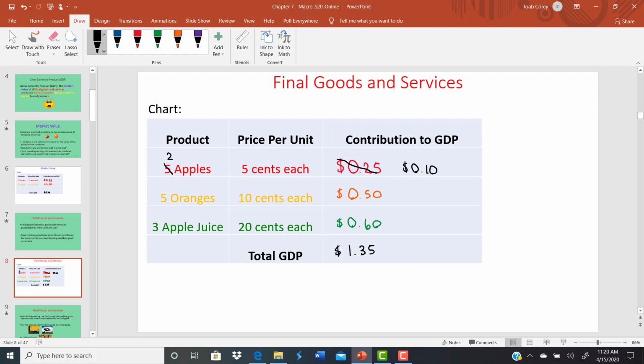Right? The 5 oranges are still being consumed and eaten by their ultimate users, so that's still 50 cents. And then those 3 apples that were not consumed or eaten but converted to apple juice are still added in there at 20 cents each, or a total of 60 cents. So the real total GDP for this economy is not $1.35. Right? If you're looking at that last box there, it is $1.20.